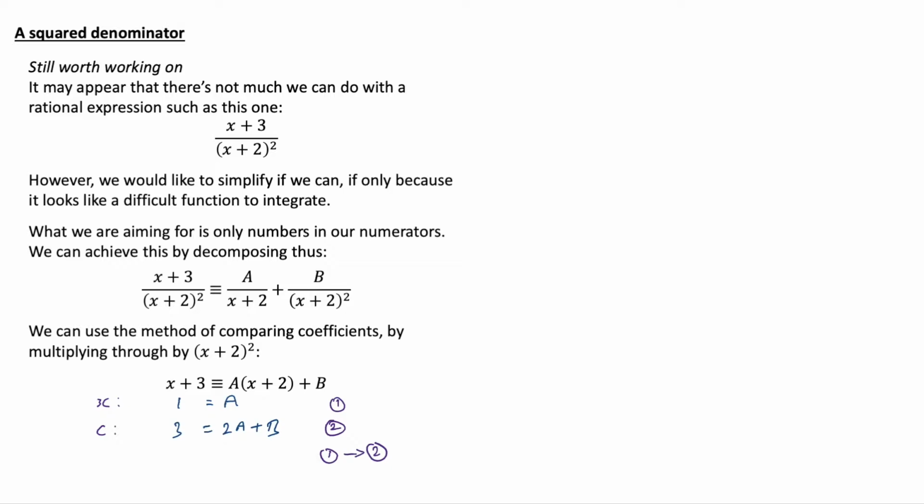And a little bit over the top with numbering this for students at your level, but never mind, it may help one or two. If we substitute the value for A into the second equation, we get 3 equals 2 plus B, and therefore B equals 1. Put them back in and we have this, that x plus 3 over x plus 2 squared is the same as 1 over x plus 2 plus 1 over x plus 2 squared.